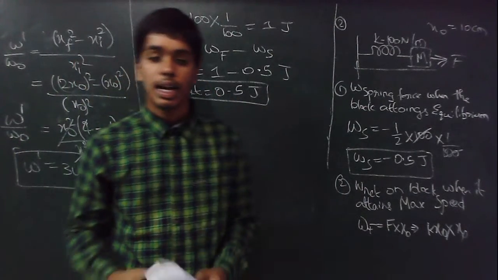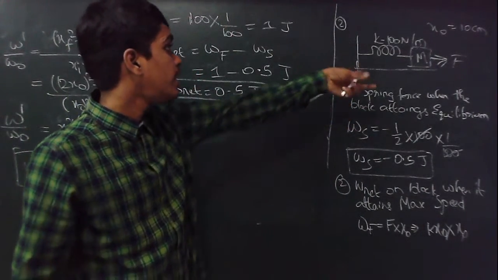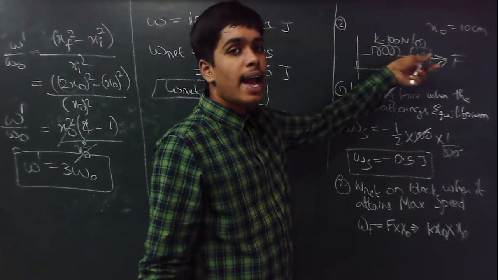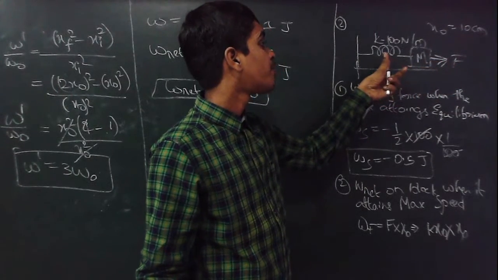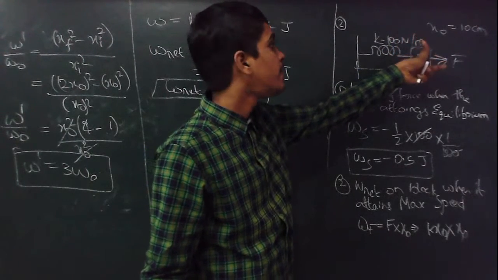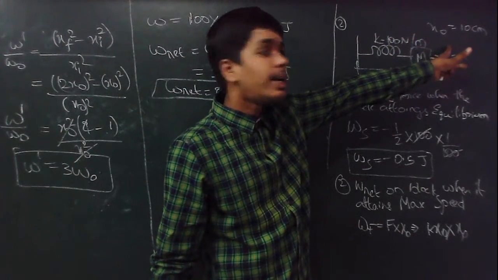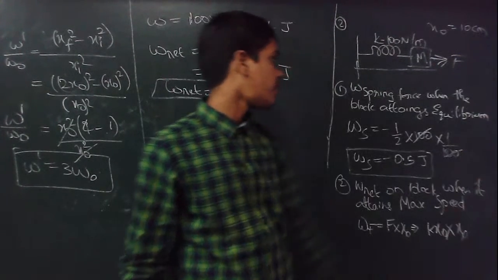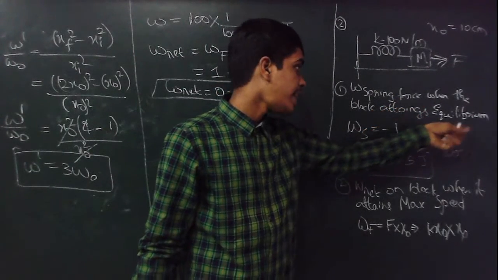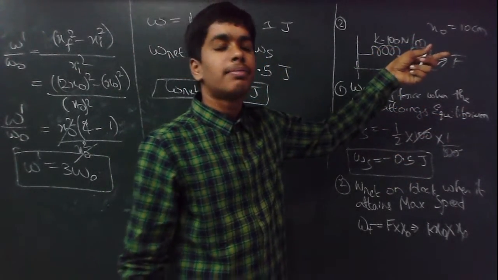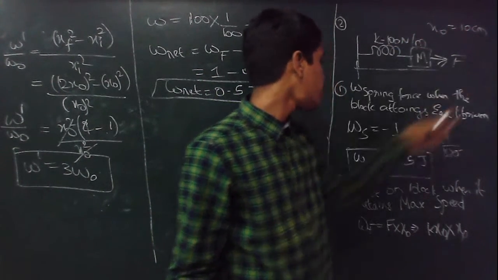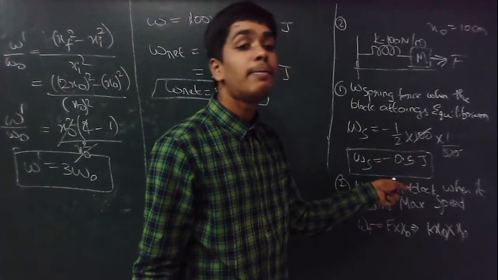Okay. Now let's discuss the next problem. The question is so easy. Initially the block is at rest and a force acts upon a spring of spring constant 100 Newton per meter, and it elongates by 10 centimeter. First we want to find out the W spring when the block attains equilibrium. At equilibrium the length is this. So we want to substitute here, then we will get the work of the spring.